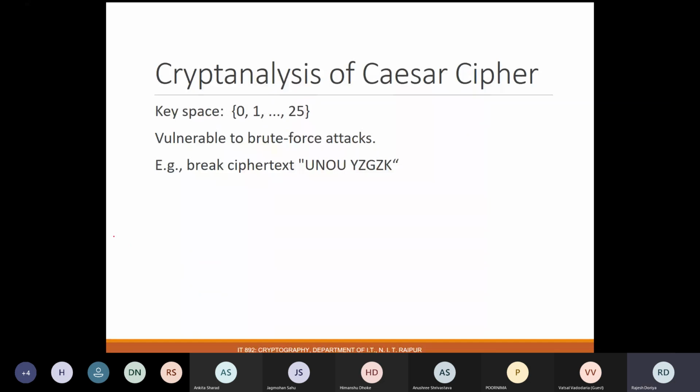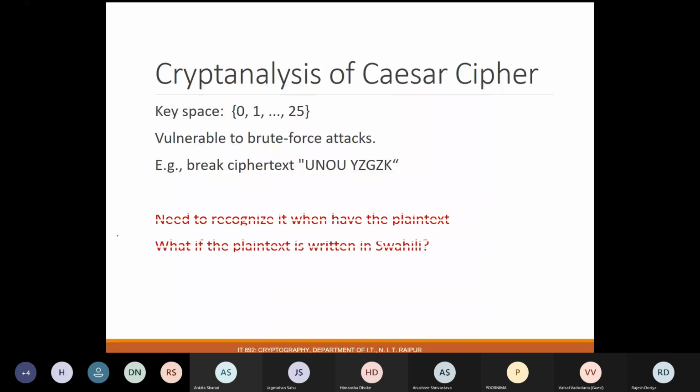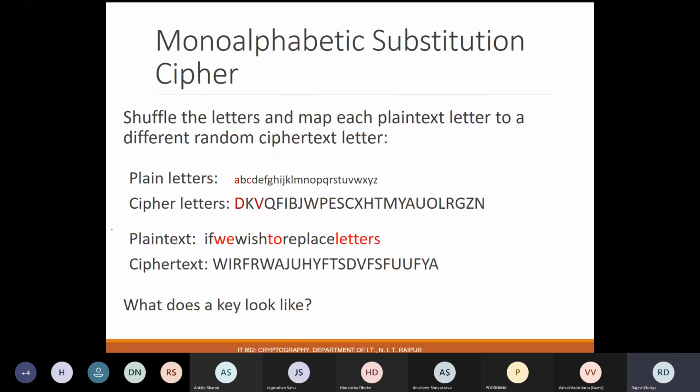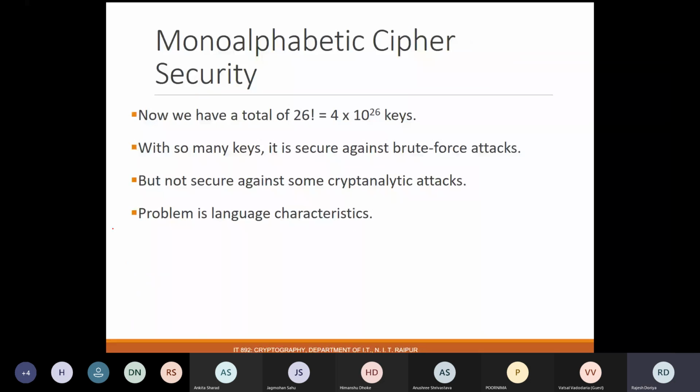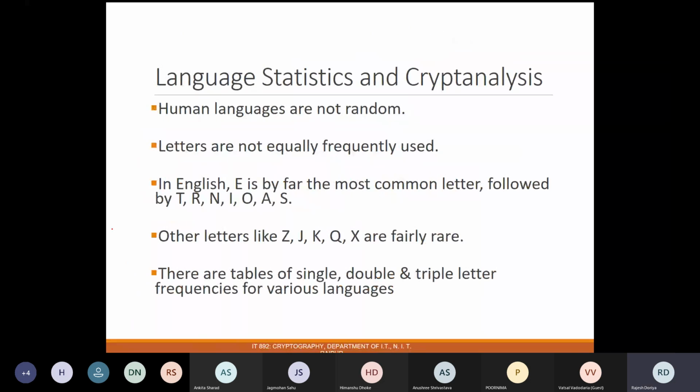Then it is vulnerable to your brute force attack. We'll discuss this. Apart from that, there is one more thing which we are going to discuss in detail. But before that, I'll discuss why that particular technique is not secure. That technique, or any classical encryption technique, is not secure.